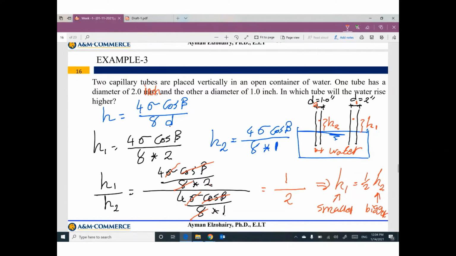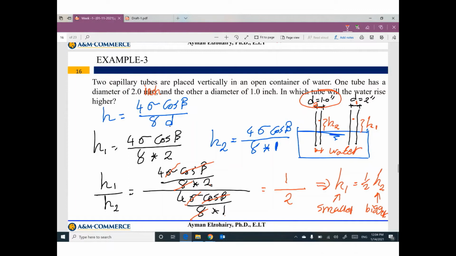If H2 is 5 centimeter or 5 inch, H1 will be 2.5. If H2 equals 4, H1 will be 2. If H2 equals 10, H1 will be 5. So which one is smaller? Which one is bigger? H1 will be smaller, H2 will be bigger. So in the tube with the thinner diameter, the water will rise higher than in the other tube.